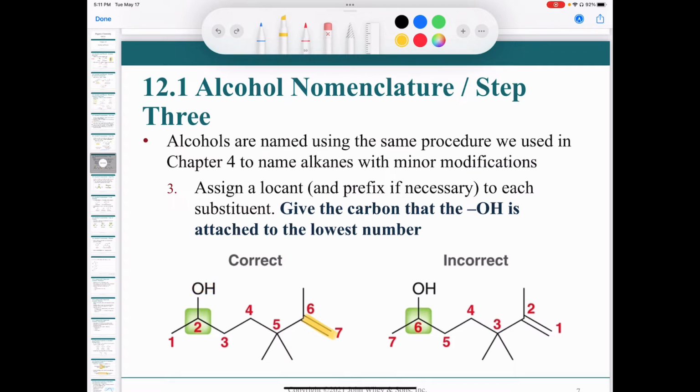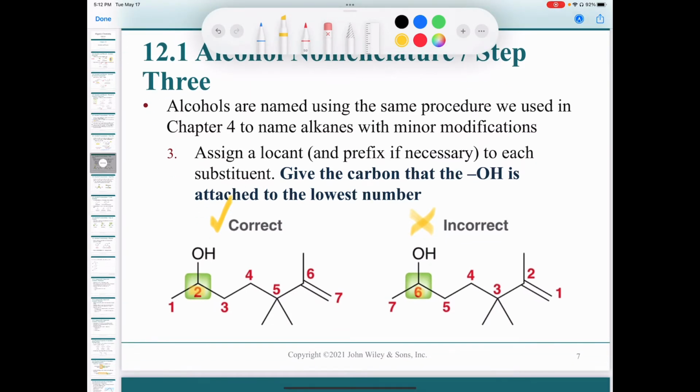So what do we seek to do? We seek to number the longest carbon chain in such a way that we give the hydroxyl the lowest possible number. So you can see that this is the correct way to do it over here because we have the hydroxyl on carbon 2. If you look at the second molecule, it's wrong because we have the hydroxyl on carbon number 6. This would be incorrect. The hydroxyl gets the lowest locant or lowest number possible despite the presence of pi bonds.